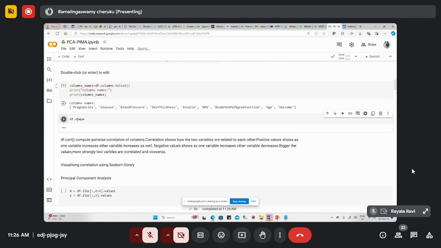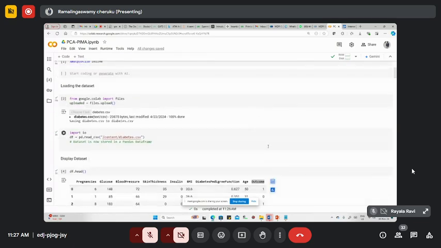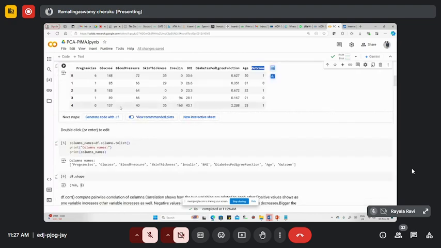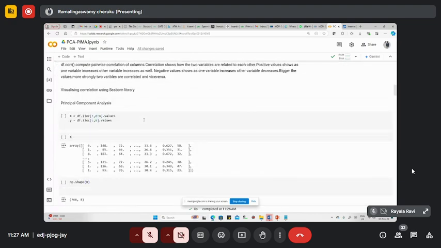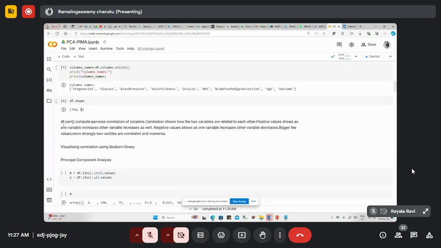Some statistics I am getting, like the number of samples and number of dimensions in my data set. There are 768 samples and 9 dimensions. The last one, the outcome, is the class label decision variable. Remember it.